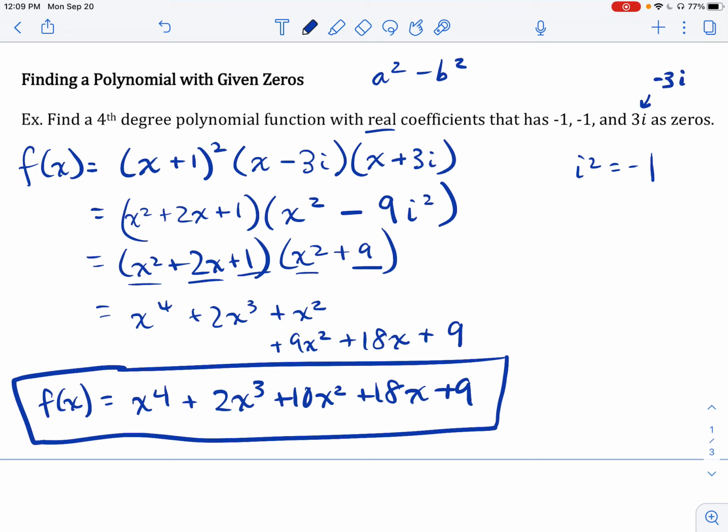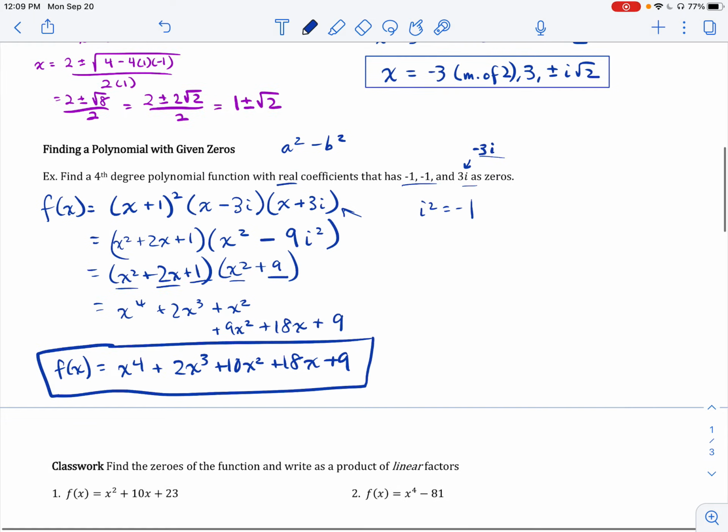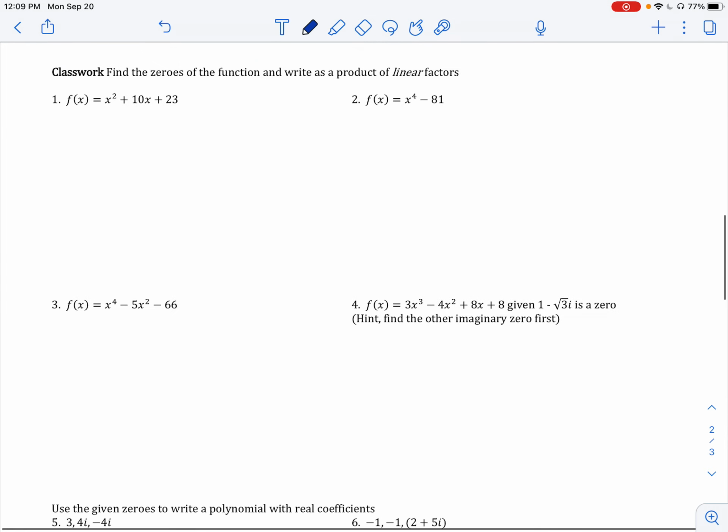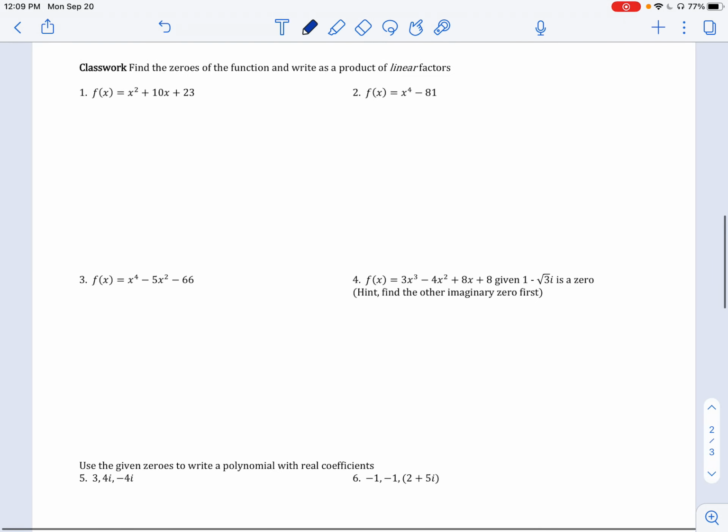I've got a 4th degree. I had 4 zeros. 2 of them were real, 2 of them were imaginary. And I can see my linear factorization out here as well. And that looks good to me. So I encourage you now to go ahead and try these problems here on the back. And you can check your solutions with what I have uploaded to my Schoology account.